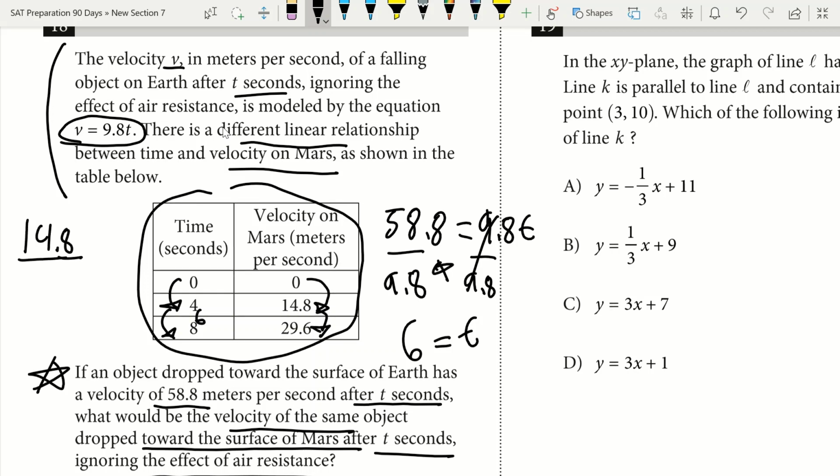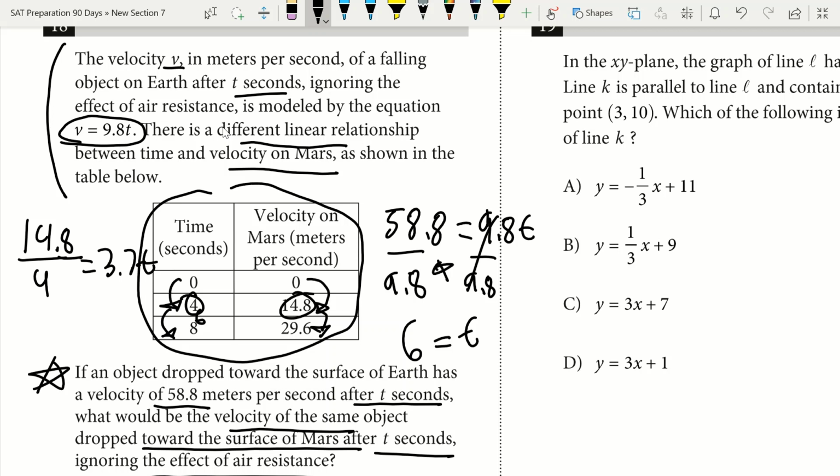So we have 14.8 as our meters per second. We divide by our seconds, which is 4 right here. We're using these two terms, and that's going to give us our increase in velocity every second. So that's our acceleration per second. We got 14.8, we divide it by 4, and we get 3.7. So 3.7t is what we're really looking at here.